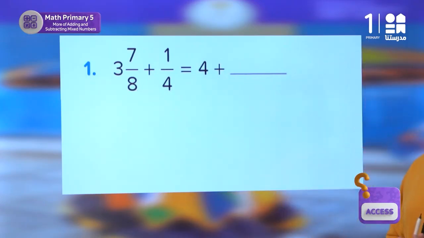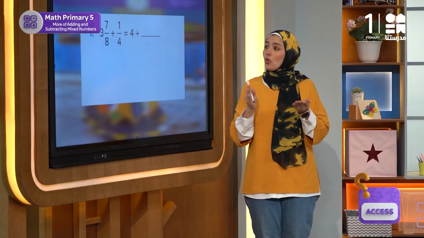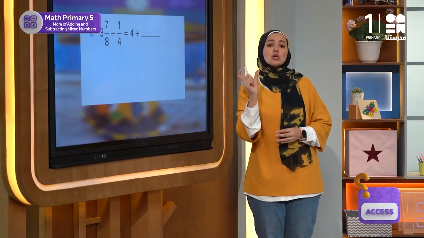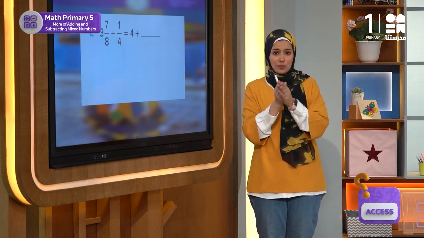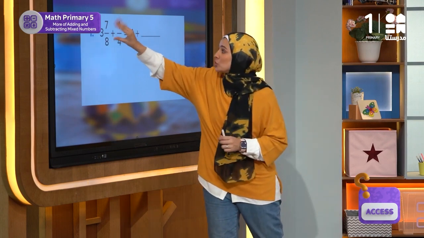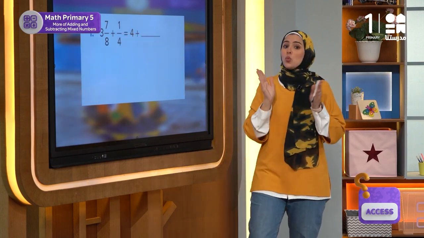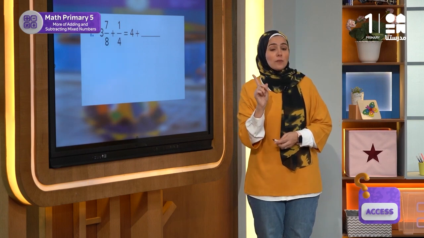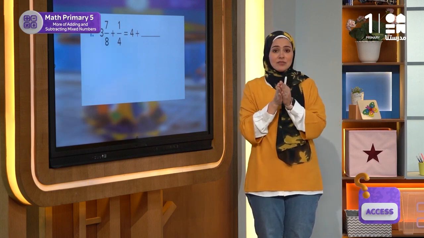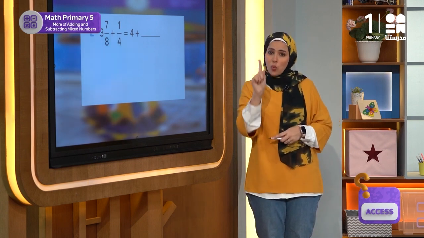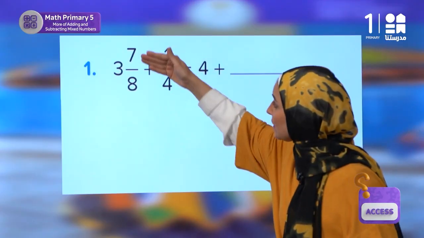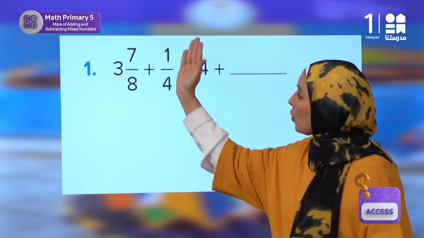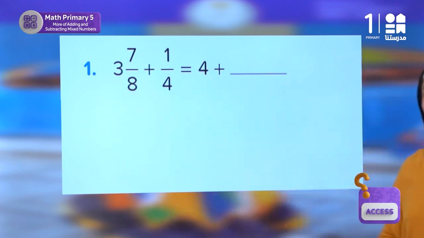When we look at the numbers on both sides, we will notice that the number 3 and 7 over 8 is close to 4. So we will try to adjust the number so that it is equal to 4, which is the whole number. Now, the number 3 and 7 over 8 needs 1 over 8, so that it will be 8 over 8, which is 1 whole. When I add it to the 3, it will become a 4.